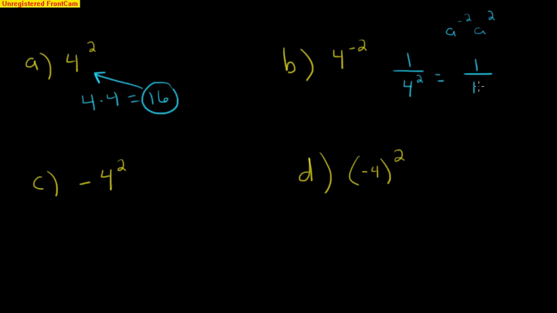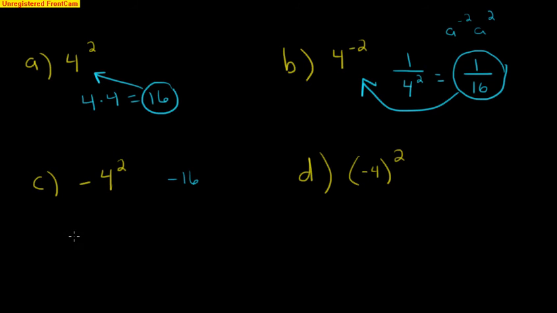we can just multiply it out. 4 times 4 is 16. So 4 to the negative second is 1/16. 4 to the second is 16. 4 to the negative second is 1/16. Now the opposite of 4 squared. Well, we already said 4 squared was 16. So the opposite of that is negative 16.